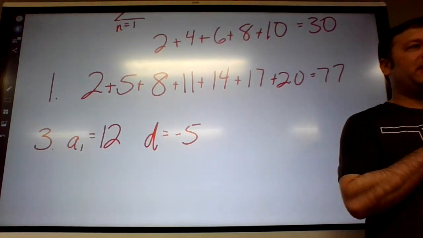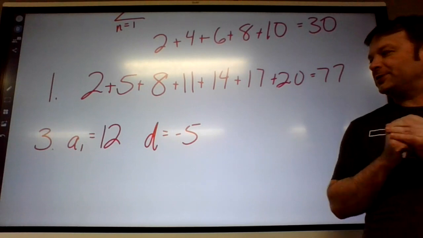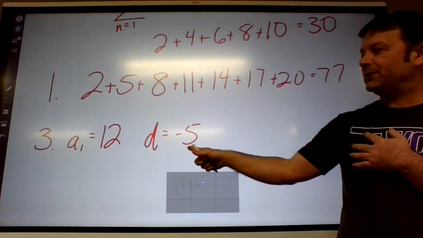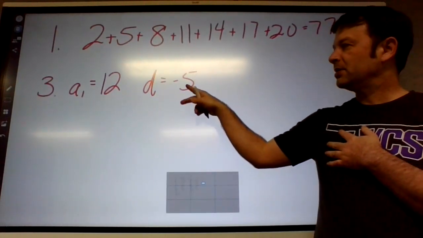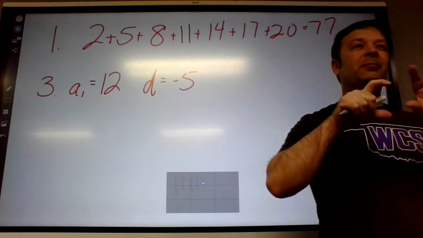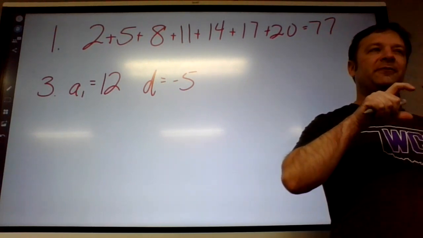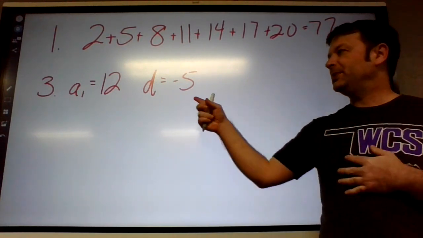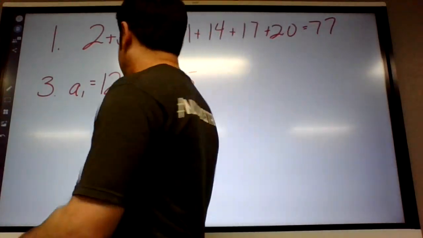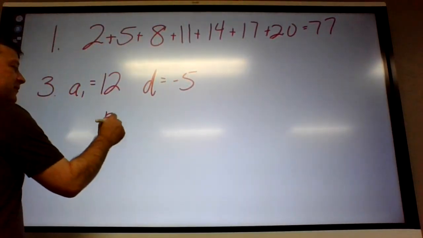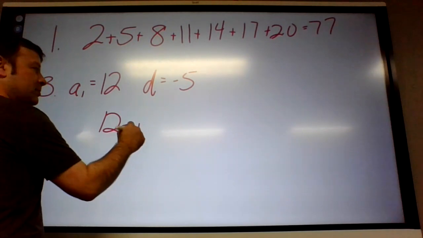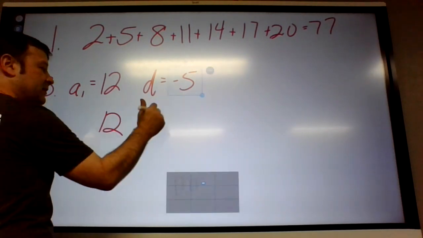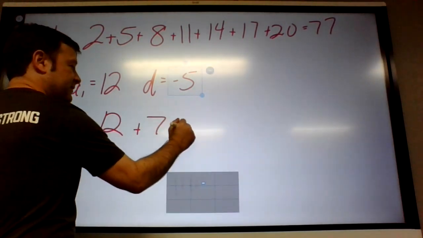Okay, on number 3, it does not make a list for us. What does this d equals -5 mean? That's the common difference. That's how much it's being added. Yeah, -5. So it's actually kind of more like a subtraction. So the first term is 12. So the next one would be -5, 7. -5, 2.